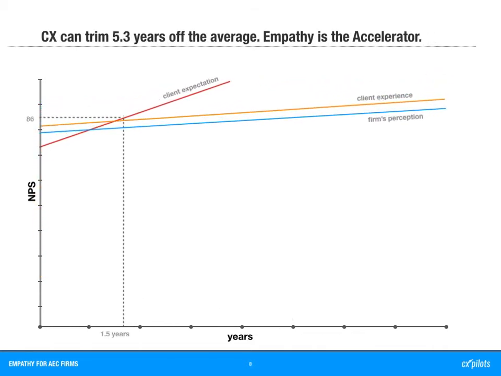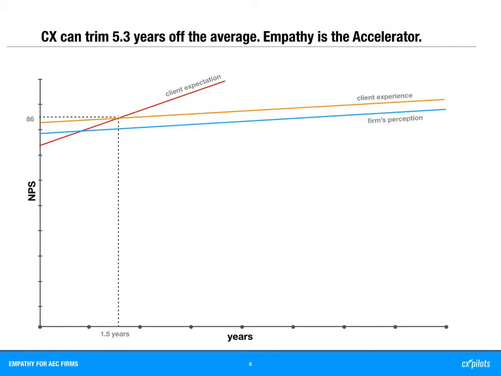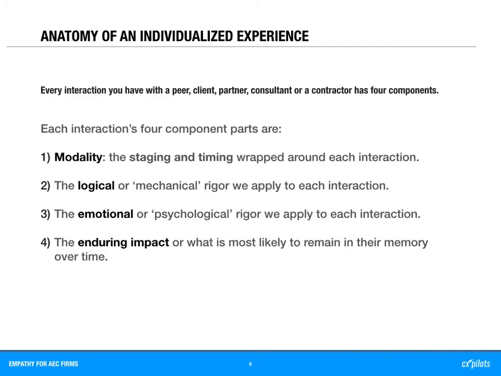What we've been able to learn is that there's a way to trim about 5.5 years off of this average. And it turns out that empathy is your gas pedal. If you want to accelerate the rate at which you are meeting your client's expectations and keep your firm's perception of how well you're doing in check, it turns out that empathy is the way to get there.